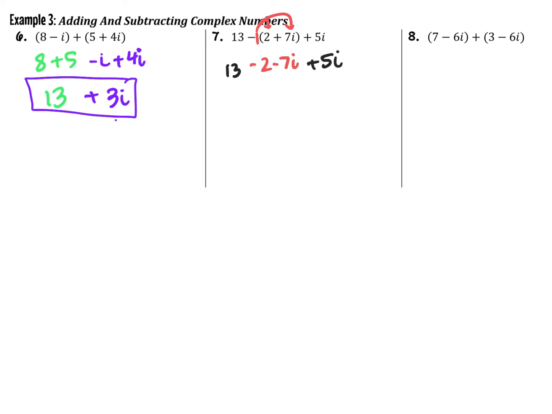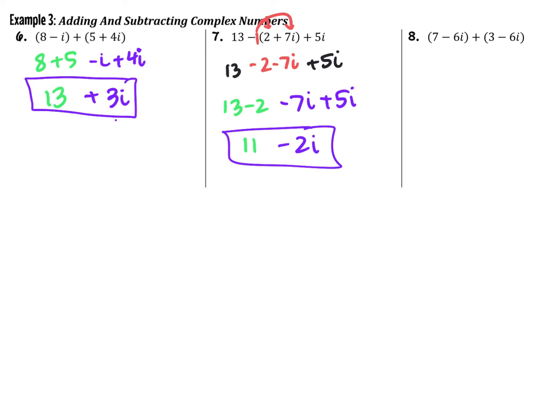Now that we've eliminated those parentheses, we can regroup things so that it's easier for us to compare the 2 real pieces, 13 and negative 2, that's going to give us 11, and the 2 imaginary pieces, negative 7i and 5i, and if I combine those, I'm going to get minus 2i. I'm going to encourage you to pause the video, decide whether or not you can just take those parentheses away or you need to do something first, and then combine like terms and write your final complex number in standard form.